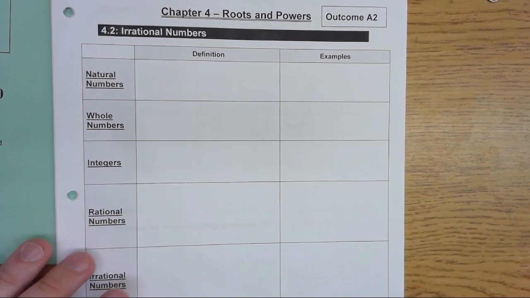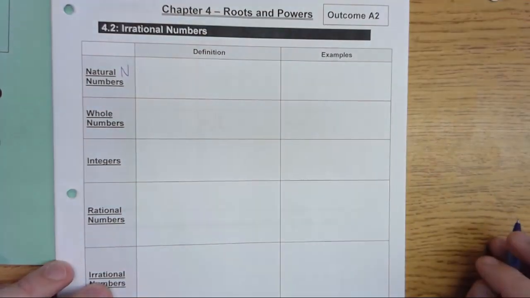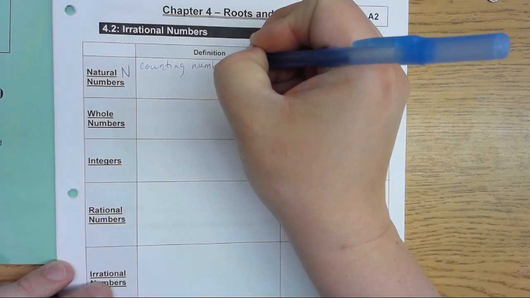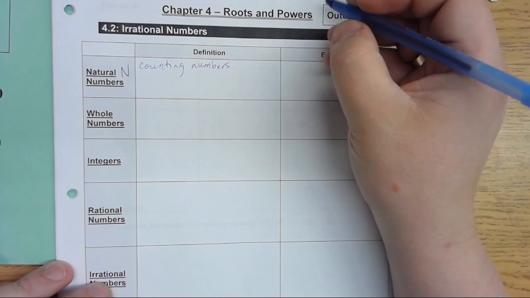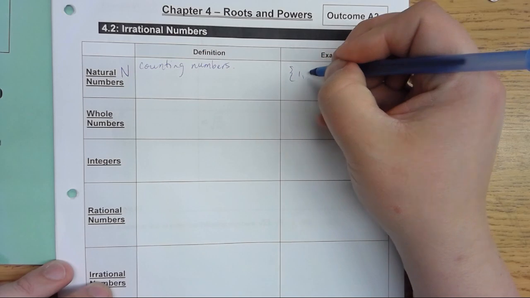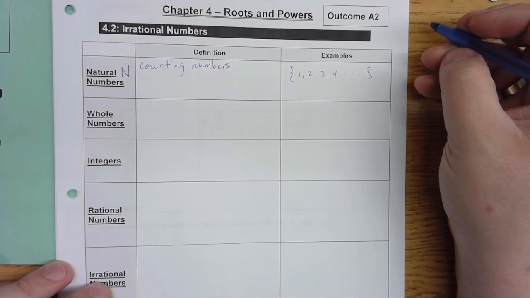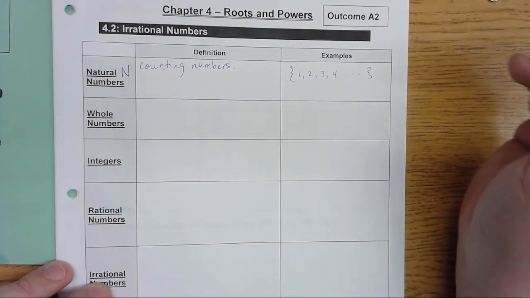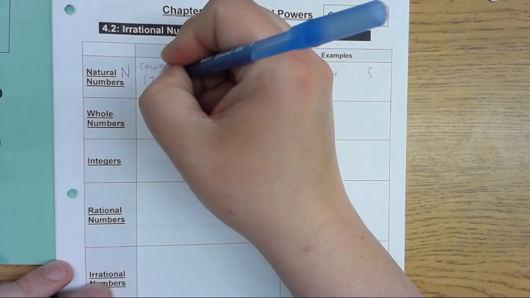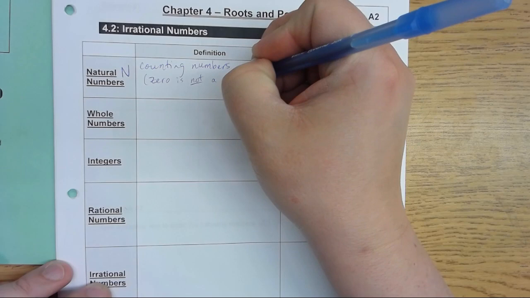The smallest set of numbers, while still being infinite in size, is the set of natural numbers, N, which we would define as the counting numbers. The counting numbers don't start at 0. The example here is the set of numbers 1, 2, 3, 4 to infinity. And the counting numbers don't include 0. You don't need 0 to count with, so 0 is not a counting number.